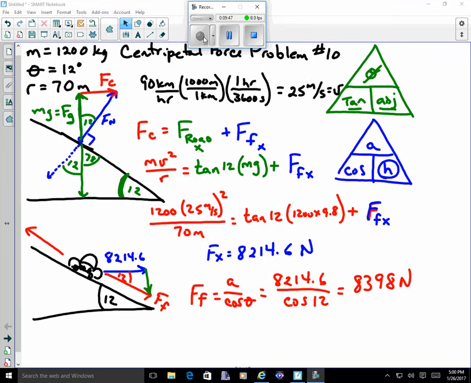Now we got to find the coefficient of friction. Remember, the coefficient of friction from two chapters ago was the force of friction over the normal force. This gets a little tricky. Well, the force of friction we're going to put down, that's what we just found, 8,398 newtons. Well, the normal force is that blue line up here. So let's look at this blue line up here.